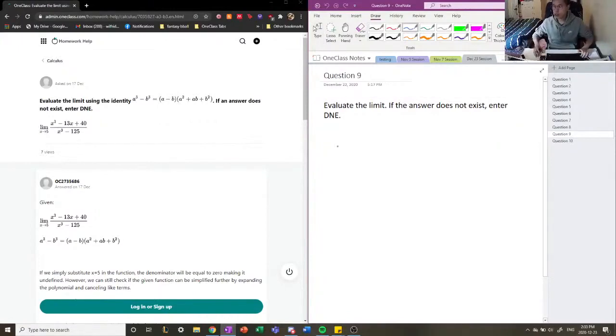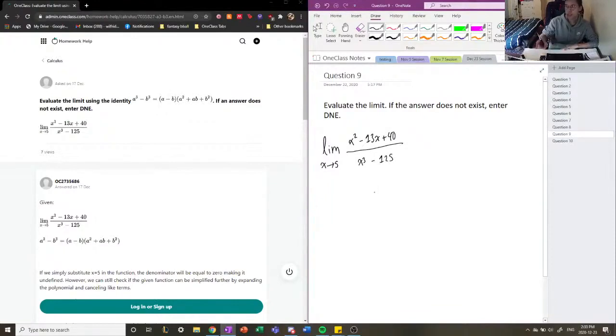So up to this point, we really haven't talked about how we can evaluate limits, and this is a good question for showing some techniques of how to evaluate limits. Okay. So let's first write out our limit here, which is the limit as x approaches 5 of x squared minus 13x plus 40 divided by x cubed minus 125.